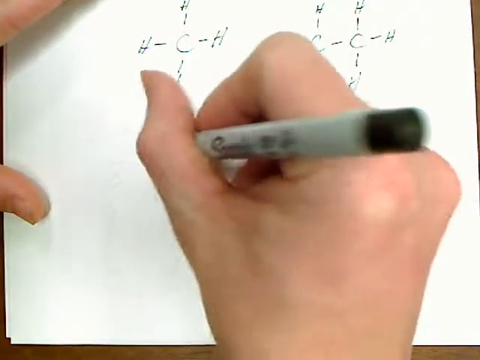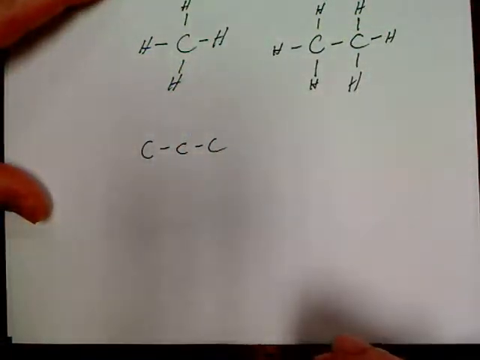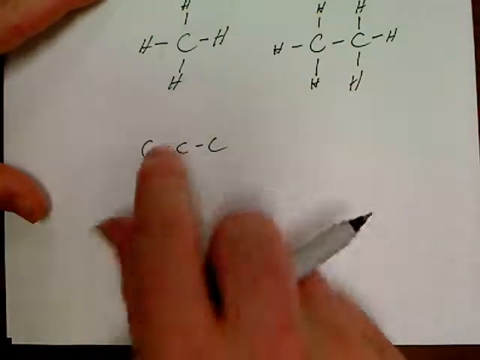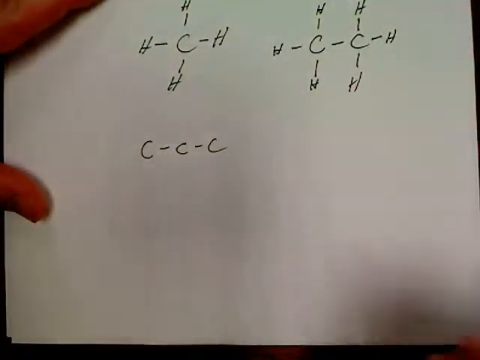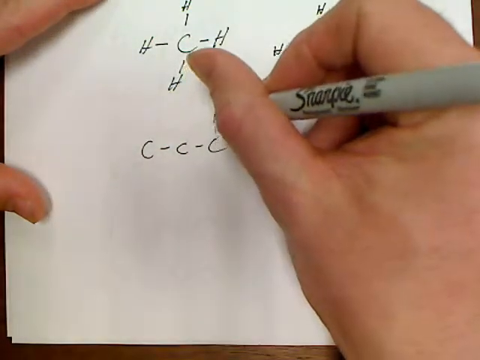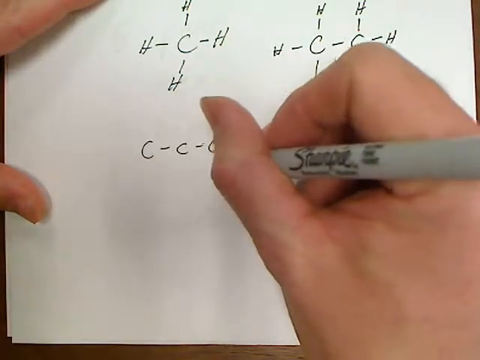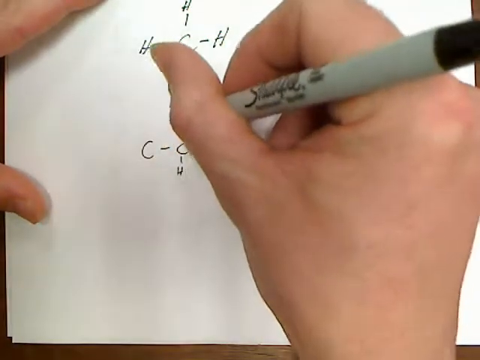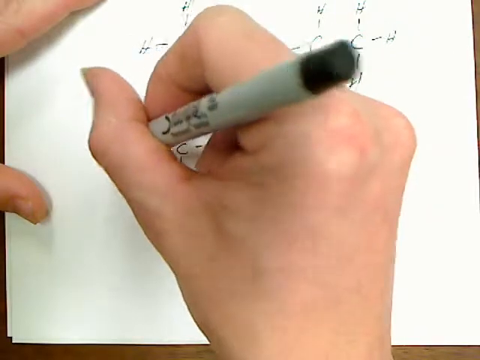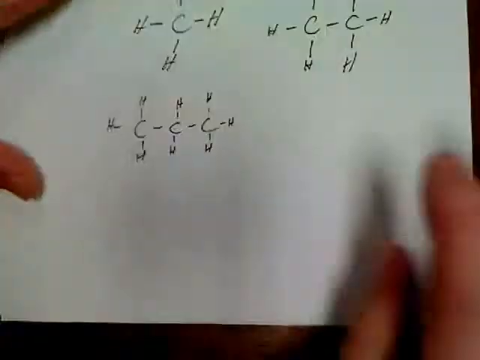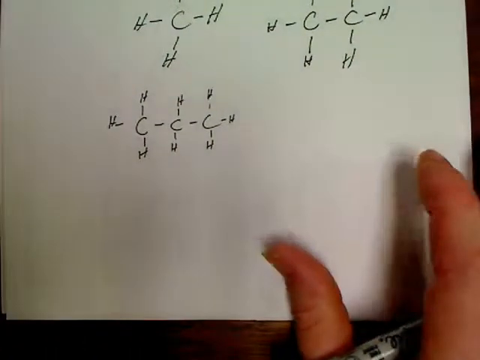Anyway, we can just keep going through this. If you see prop, that means three carbons. So propane means three carbons connected by single bonds, and then you would connect each one of them with H's. So far, it's really easy.